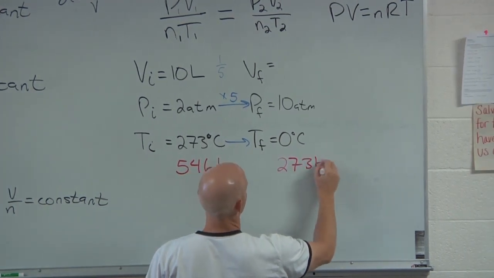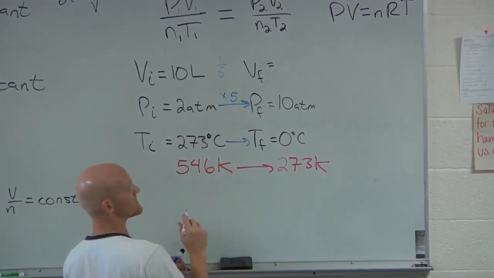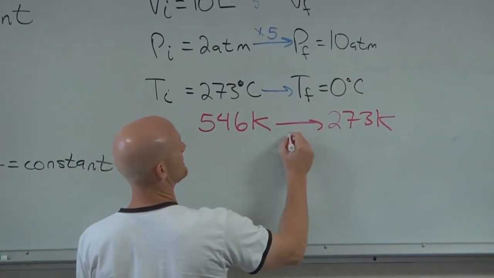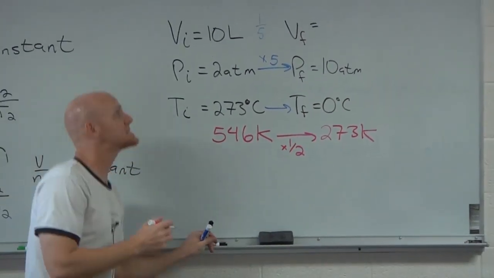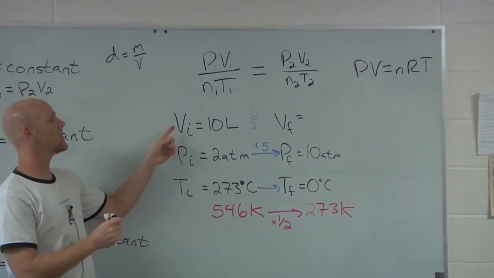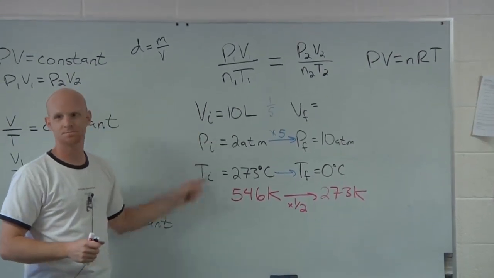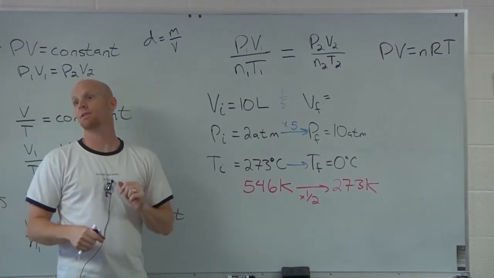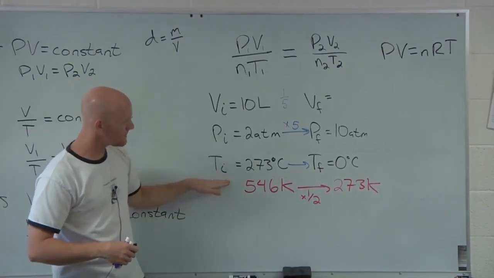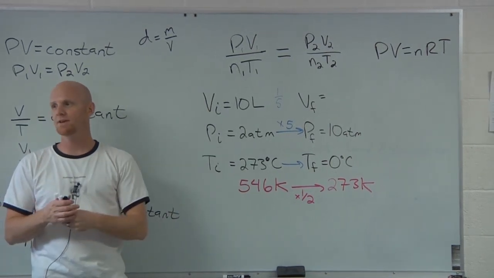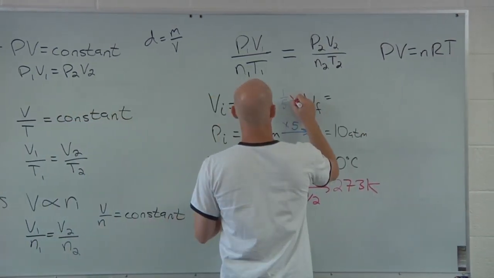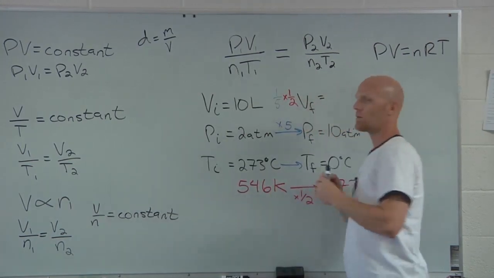273 Kelvin. What did we really do to the temperature? Yeah, it's half as big as it was. How does volume relate to temperature? They're directly proportional. And so if the temperature is half as big, then the volume will also be half as big. And now we're ready to go.